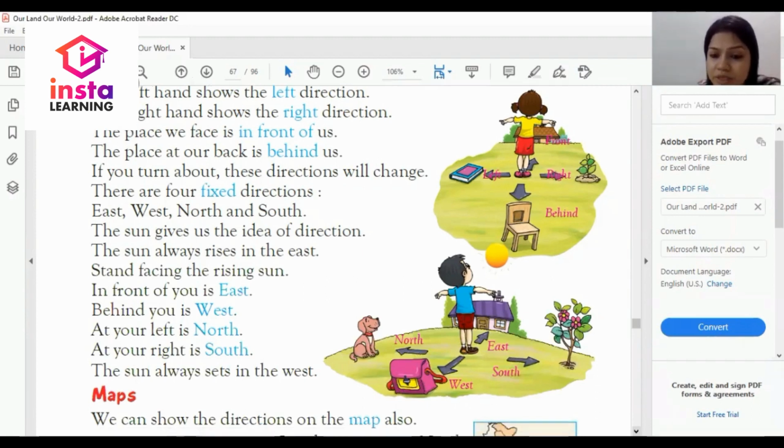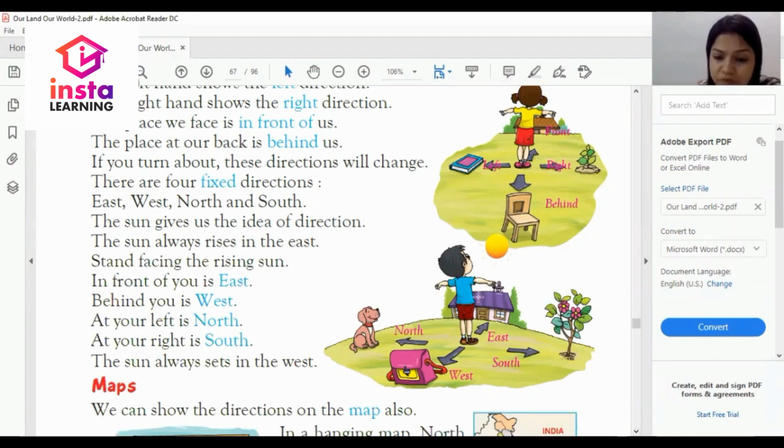Now as you can see in my picture, a boy is facing the sun and the sun is rising. So in front of the boy is east. This is the east direction. So I am marking it. This is the east direction. Behind the boy, this is the west direction. On the left, this is the north direction. And right of the boy is the south direction. So the sun always rises in the east.